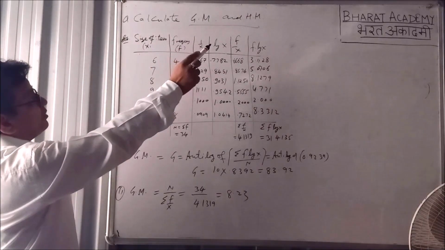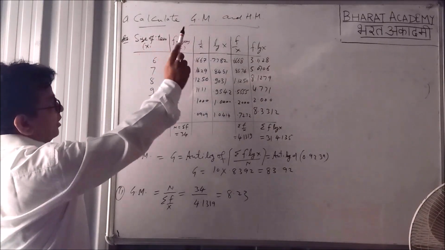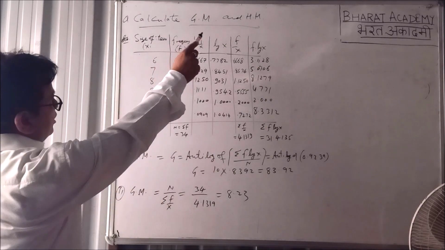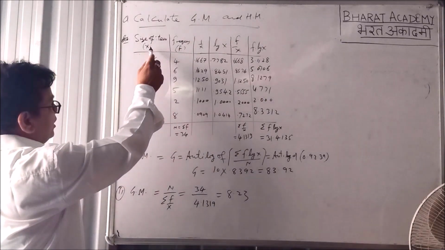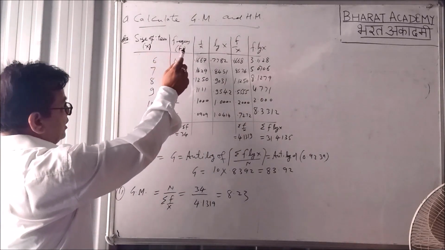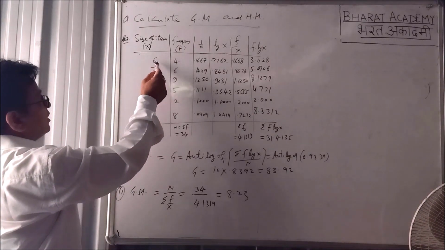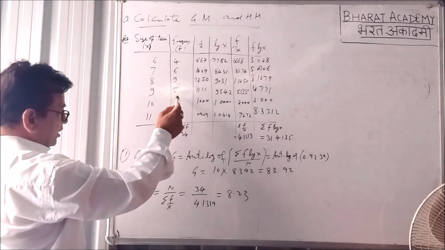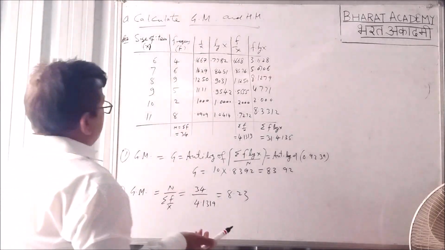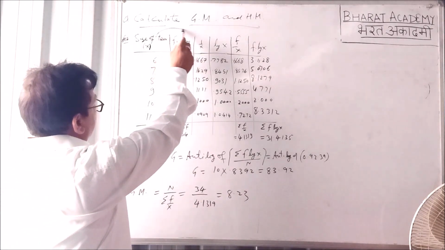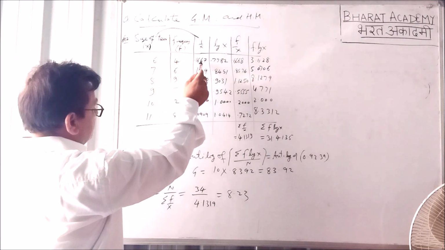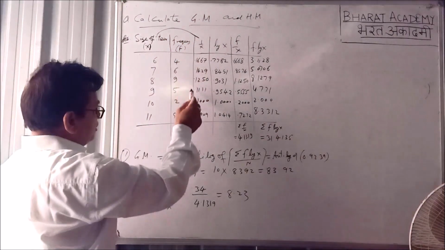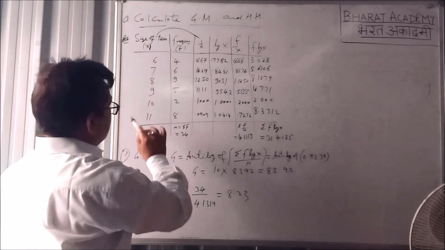Now an example based on discrete series is this: calculate geometric mean and harmonic mean. These are the size of atoms, this is x, frequency f. Sizes of atoms are 6, 7, 8, 9, 10, 11. Frequencies are 4, 6, 9, 5, 2, 8. And then I have found 1 upon x, the reciprocal of this x, 1 upon 6 is this. I have found all these reciprocal values of x.